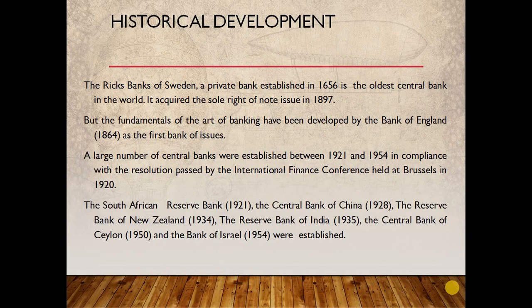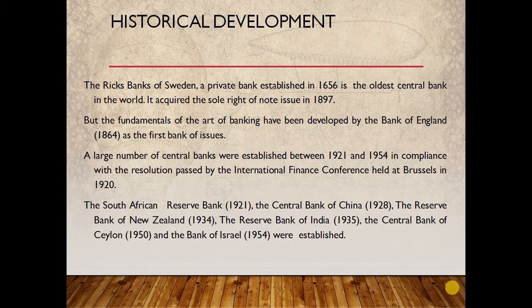Historical development of bank. The Riksbank of Sweden is the first private sector bank, established in the year 1656. This is the oldest central bank in the world. It acquired the sole right of note issue in the year 1897. But the fundamental art of banking was developed by the Bank of England in 1864 as the first bank of note issue. A large number of central banks were established between 1921 and 1954 in compliance with the resolution passed by the International Finance Conference held at Brussels in 1920.